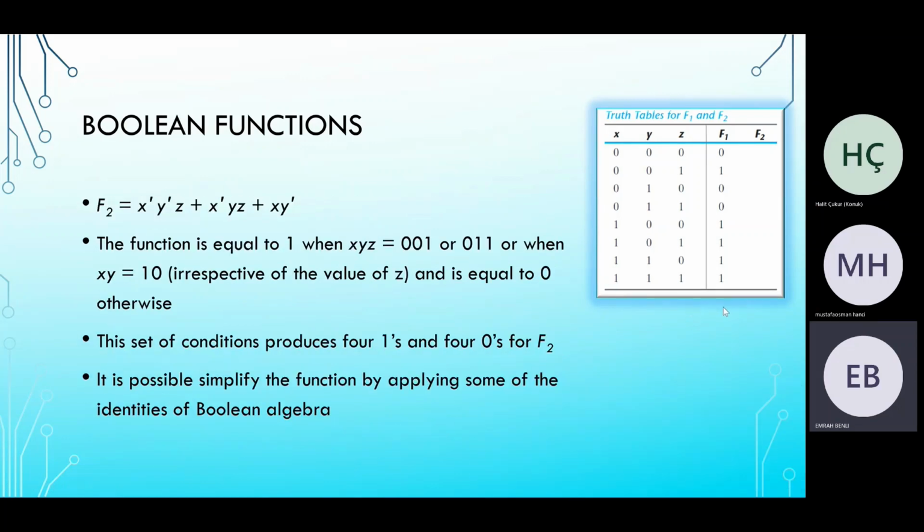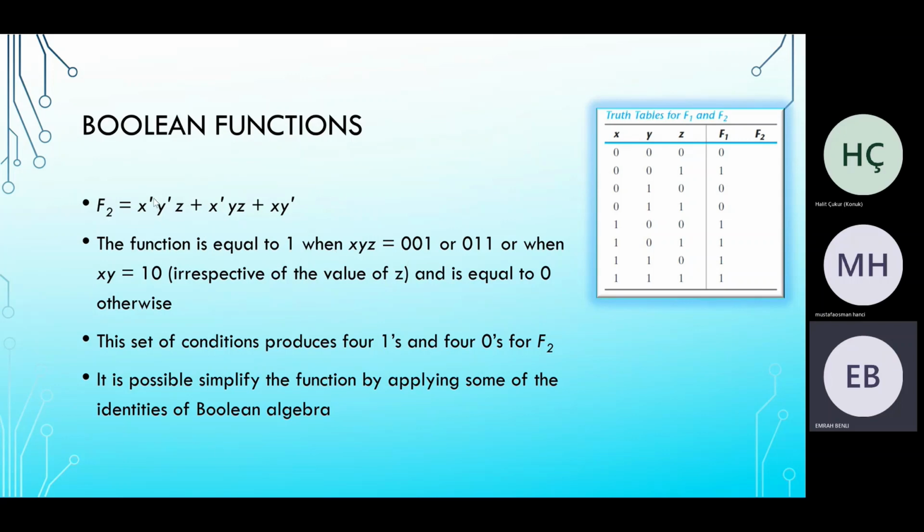Let's go to another function here. I will show more stuff here. So Boolean function f2 this time. We have 3 terms here. This function is equal to 1 when this part will be 1, or this part will be 1, or this part will be 1, right? If one of them is 1, it's enough to say that f2 is equal to 1.